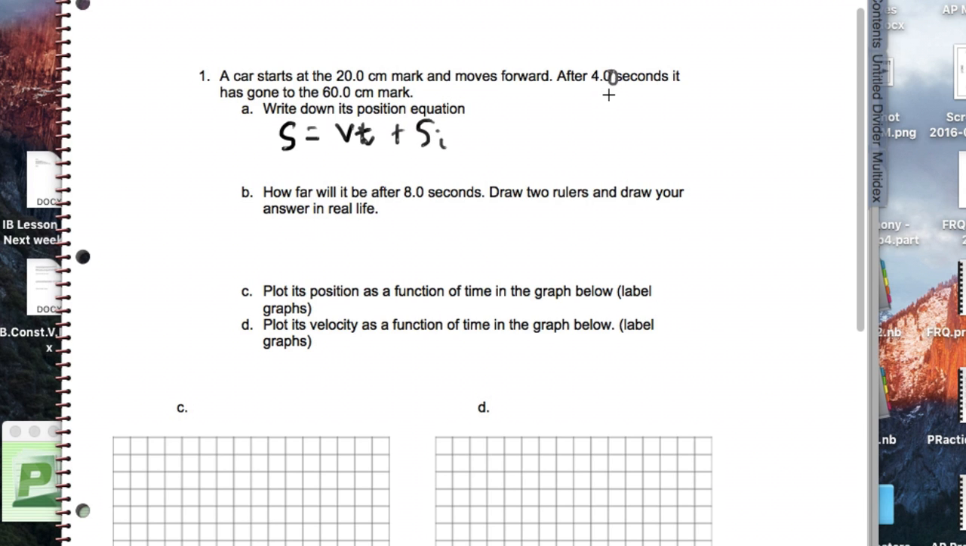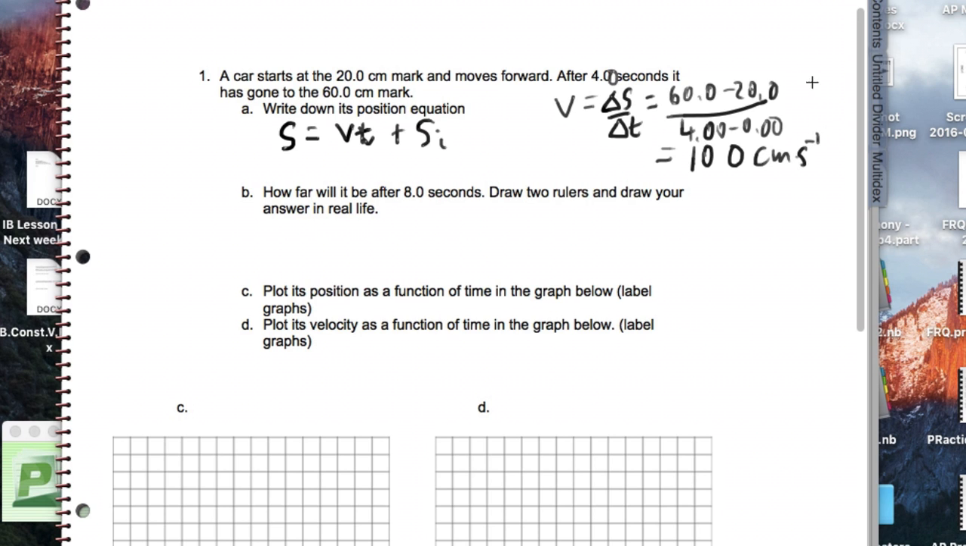Now, to be clear, we actually need to get this rate, which is going to be delta S over delta T. And in this case, that's going to be 60 minus 20 over the 4.00 minus 0.00. When we actually solve for that, we're going to end up getting 10.0 centimeters per second as our rate.